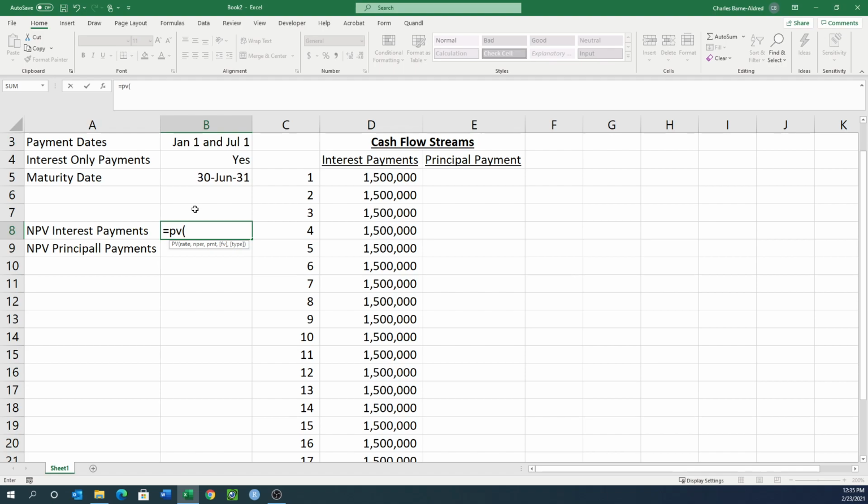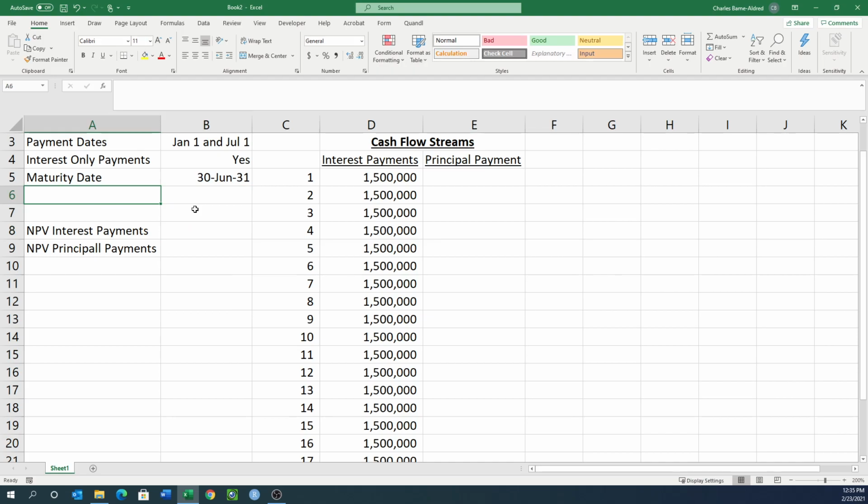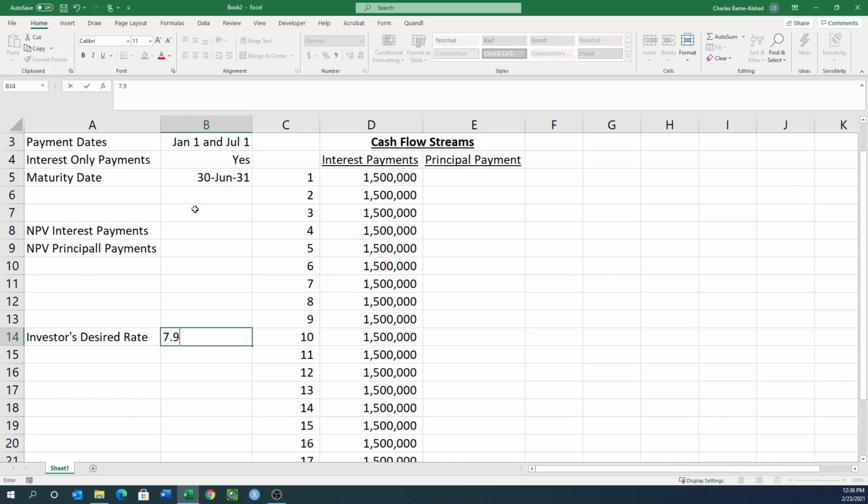So what rate do we use? Well, we're trying to figure out the present value not of the stated rate, but of the market rate, or the rate that the investor wants. So the rate is going to be 7.9%, right? I'm going to put down here the investor's desired rate, and we're going to put that as 7.90%. So we're going to do equals the present value of this rate.